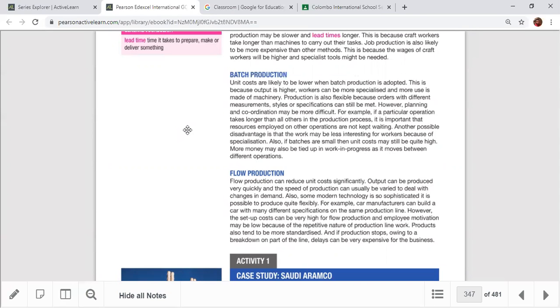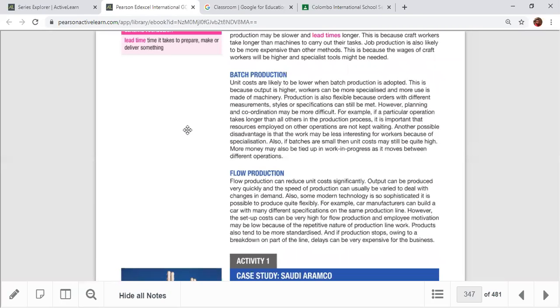Production is also flexible because orders with different measurements, styles or specifications can still be met. However, planning the coordination may be more difficult. For example, if a particular operation takes longer than all others in the production process, it is important that resources employed on other operations are not kept waiting.